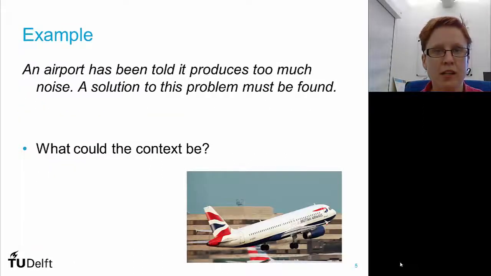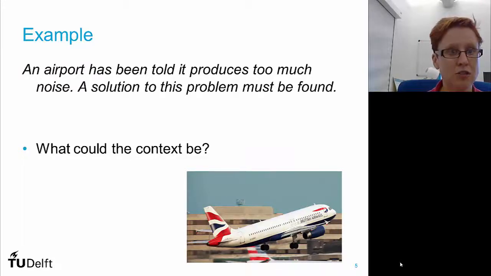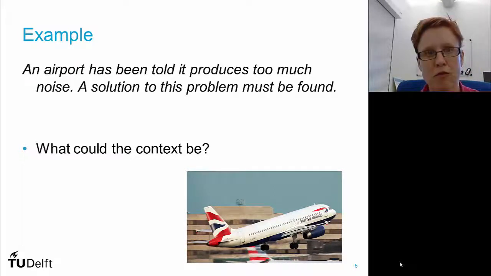Let's try and illustrate this with an example. An airport has been told it produces too much noise. So it comes to you and says, can you find a solution to our noise problem? This is a dangerous one. What is the context? What noise? Are we talking noise of aircraft engines, which is probably what we, with our vision, through our aerospace lens, are looking at. But it could be that they're actually having a problem with the noise of the cars and that they are at the wrong faculty.